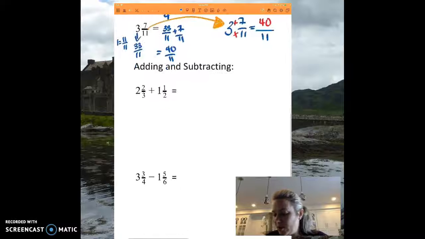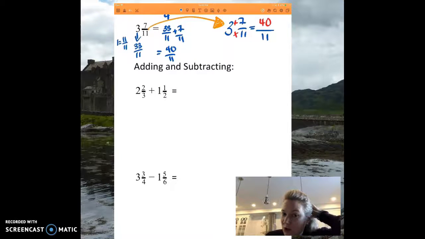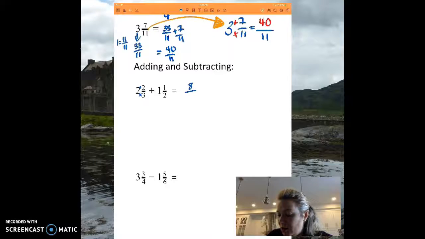Okay, so we're going to do some quick adding and subtracting. So let's go through this. 2 times 3 plus 2. 2 times 3 is 6. 6 plus 2 is 8 over 3. 1 and 1 over 2 is 3 over 2. Now I need my common denominator. It's going to be 6.